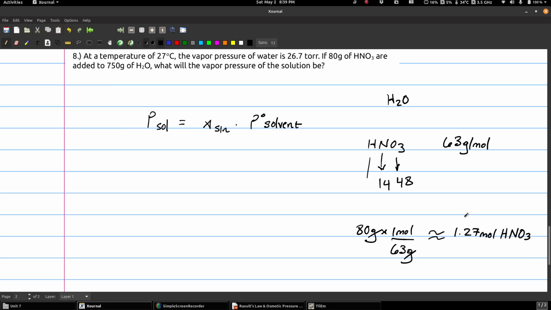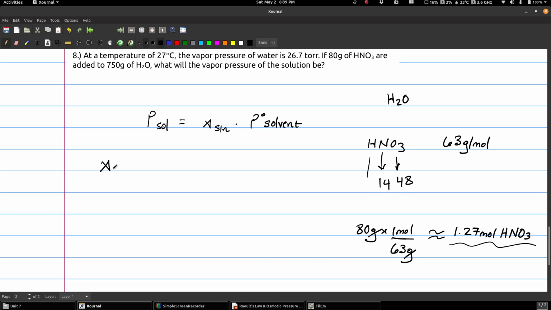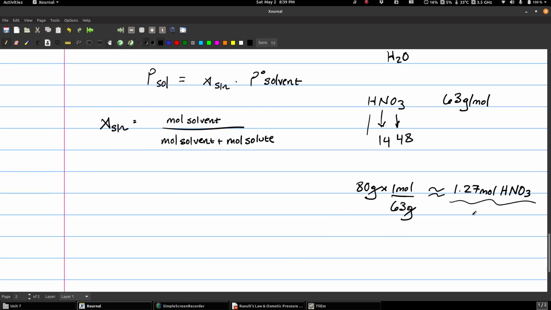HNO3. That's important for later. Now, your mole fraction is equal to moles of solvent divided by moles of solvent plus moles of solute. So it should be a relatively small number, less than 1, because it wouldn't make sense if it wasn't.